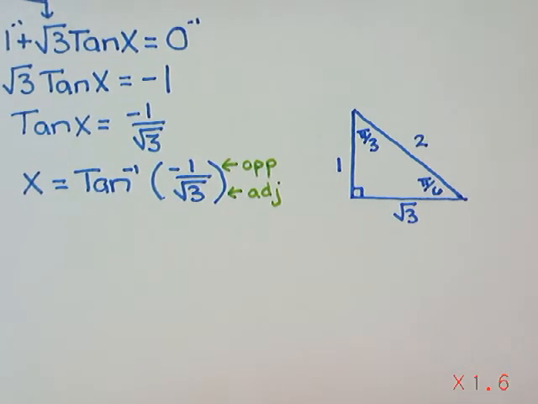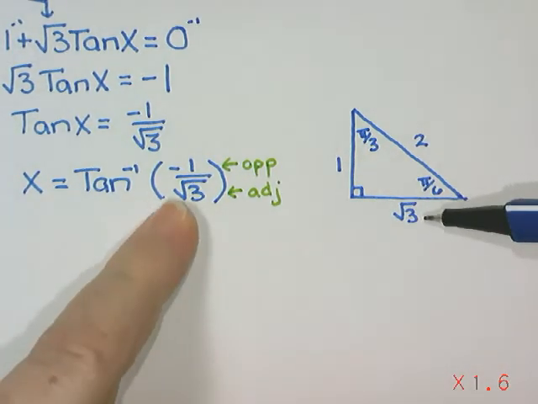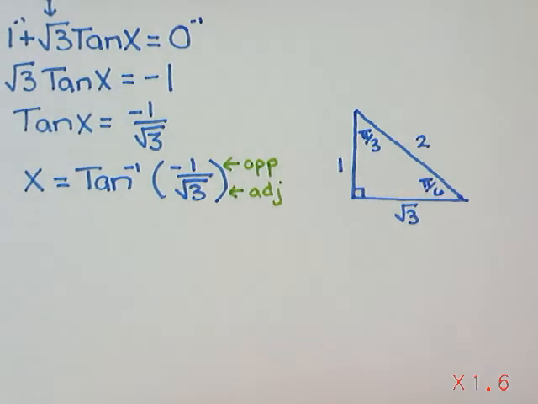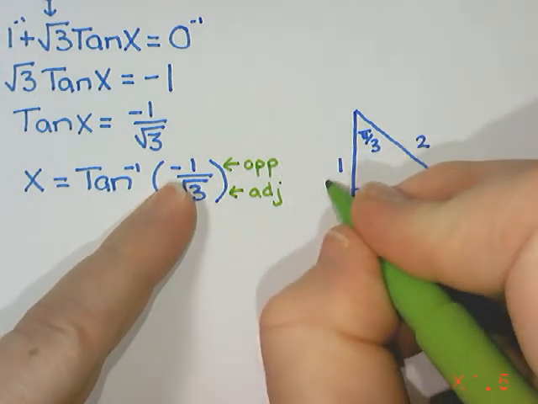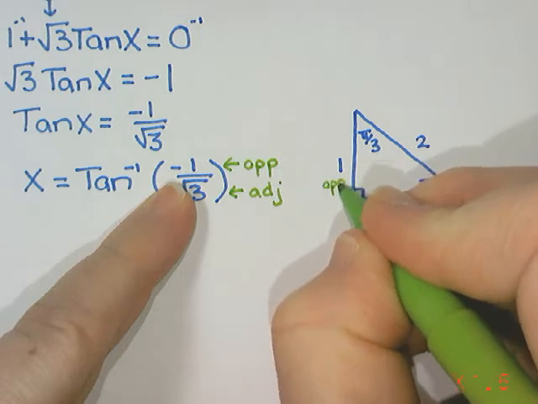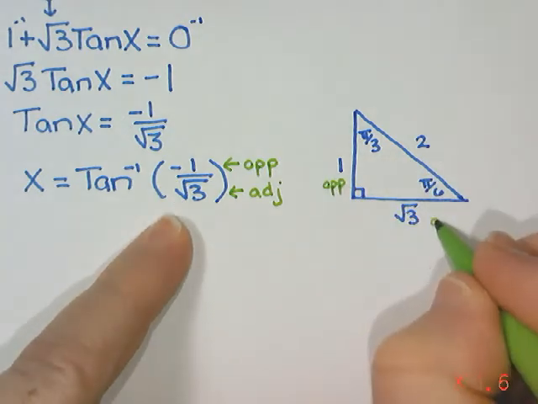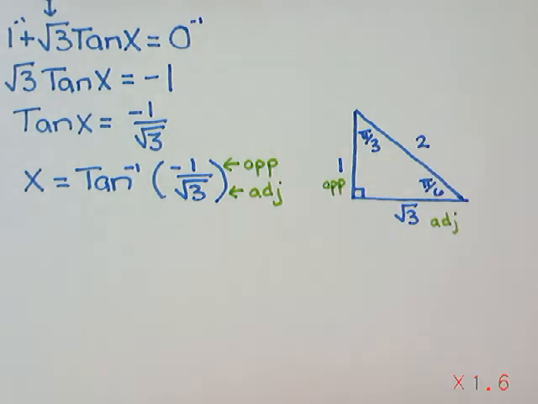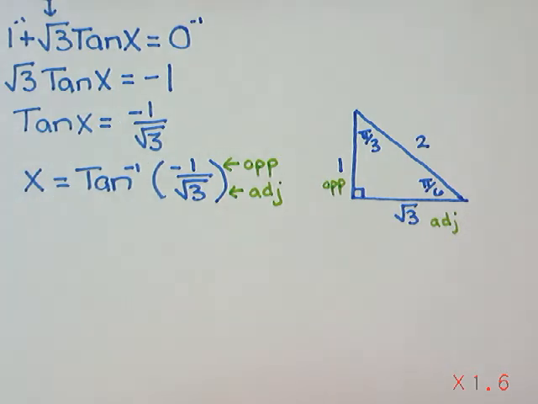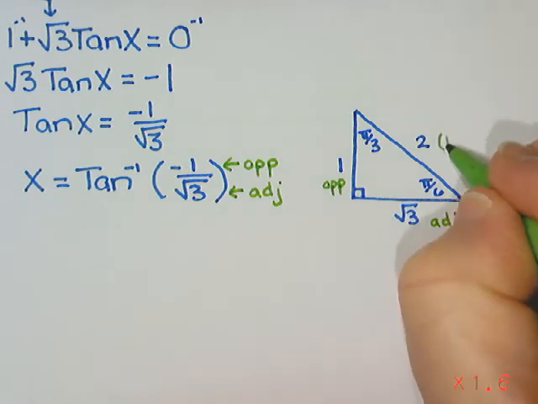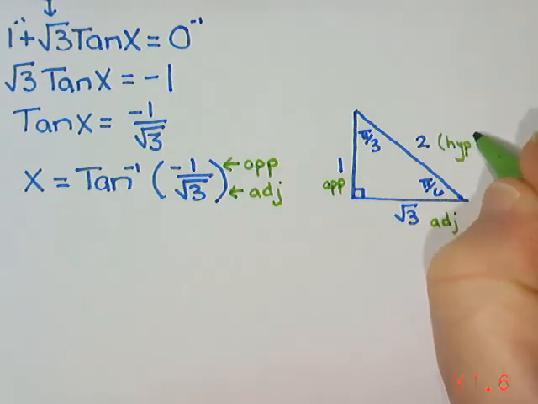Looking at my triangle, this does have a side of root 3, and this does have a side of 1. So this is the opposite, so I'm going to label that this is the opposite. This is the adjacent, so I'm going to label that this is the adjacent. So is there a triangle that has an opposite of 1 and an adjacent of root 3? Yes. This side over here would be my hypotenuse. It's not the one that was given in the question, but it is still the hypotenuse.